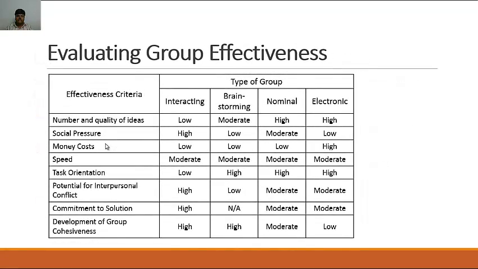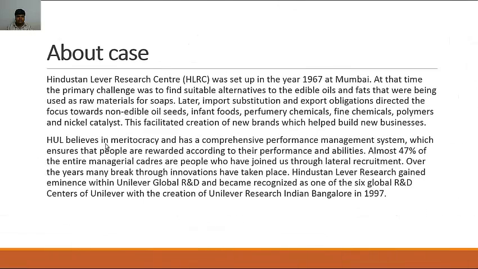Now, evaluating group effectiveness. How the types of group affect the effectiveness criteria, like social pressure. This is high in interacting and low in brainstorming, but moderate in nominal and low in electronic, and so on.